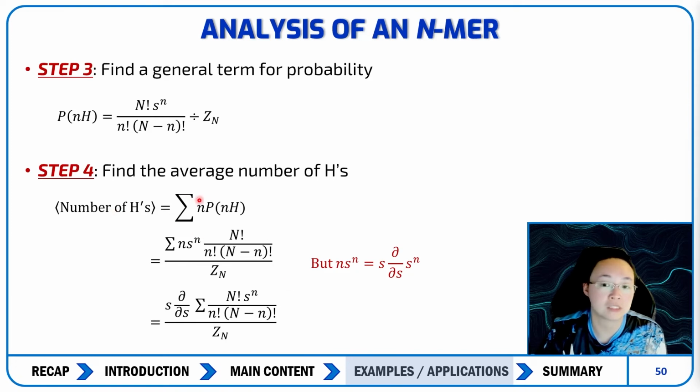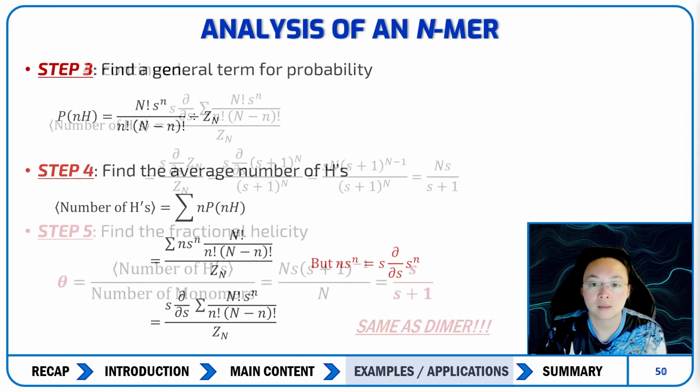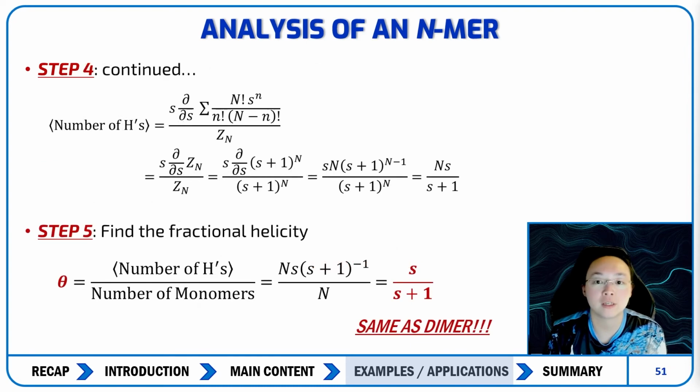And then afterwards, to find the fractional helicity, we had to find the average number of H's with all cases. So in this example, we have the summation of the number of H's we're looking for multiplied by the probability of the number of H's in a certain sequence. And then we divide all of those by Zn. So looking at this, I'll go through this more in the live lecture. As we continue, we can simplify everything and get nS over S plus 1.